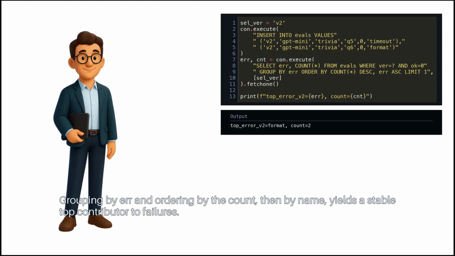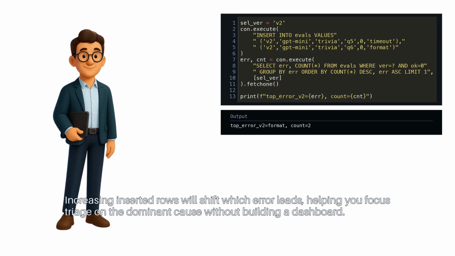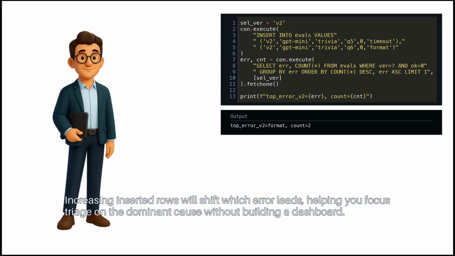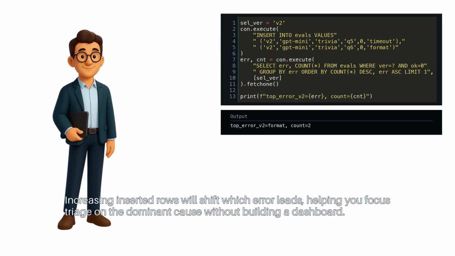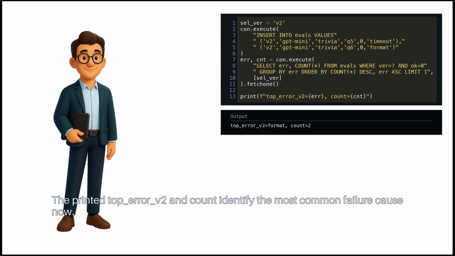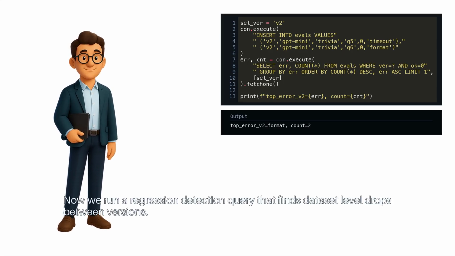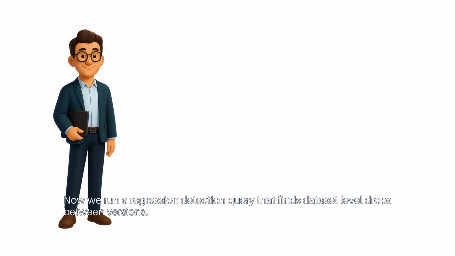Grouping by error and ordering by the count, then by name, yields a stable top contributor to failures. Increasing inserted rows will shift which error leads, helping you focus triage on the dominant cause without building a dashboard. The printed top error v2 and count identify the most common failure cause now. Now, we run a regression detection query that finds dataset level drops between versions.